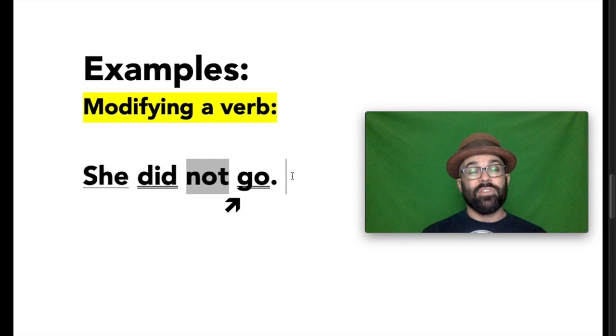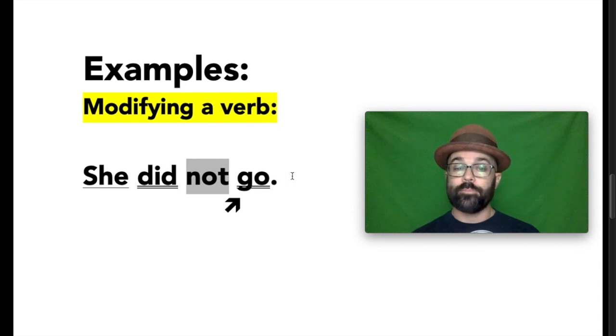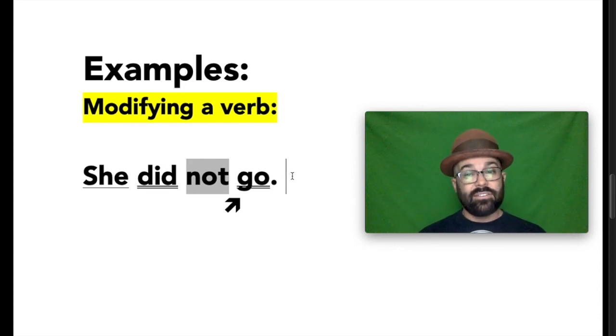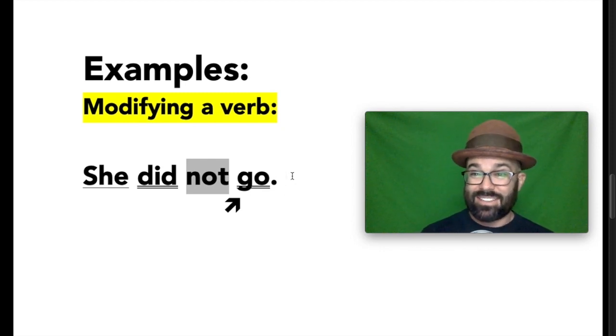She is the simple subject. Did and go are the verbs. Did is a helping verb, helping the verb go. Go is the main verb. Not is an adverb modifying the main verb go, telling us to what extent she did go. To what extent did she go? Not at all. Not is a very common adverb that answers the question, to what extent? This might be the most common one, but I'm not sure anyone's keeping track of things like that.